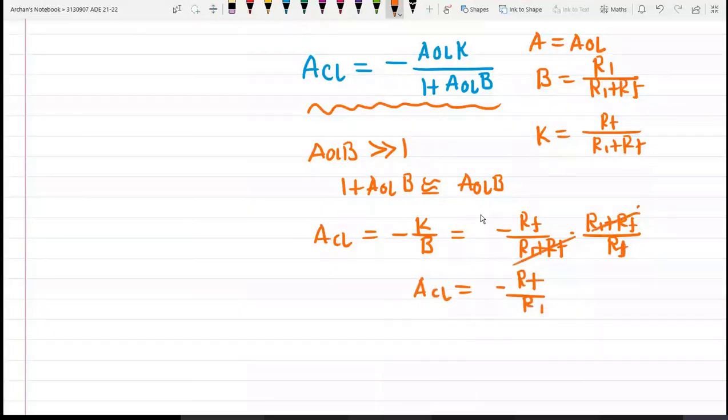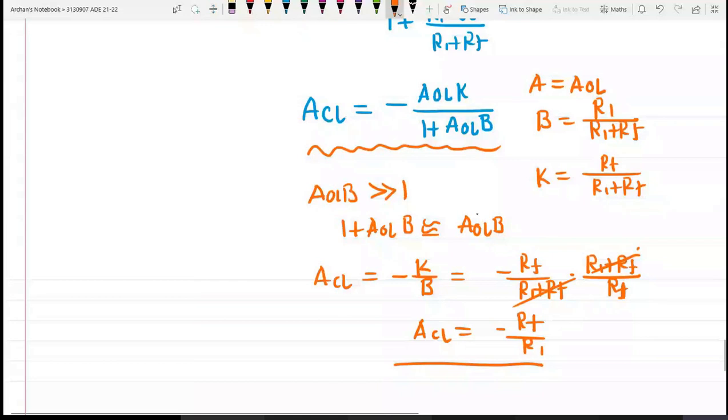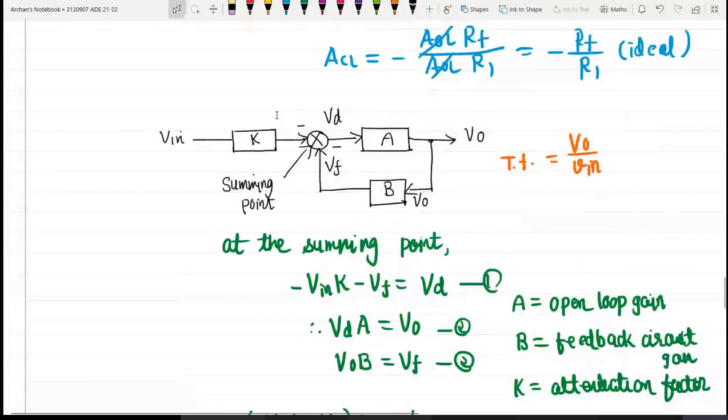See, again we are getting the closed loop gain equal to minus RF by R1, and this is what we have derived in earlier cases also. So this block diagram is also true. It is truly representing the practical inverting amplifier. So this is how analysis is done in the case of an operational amplifier.